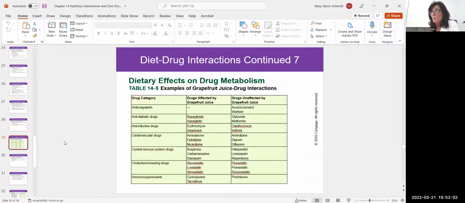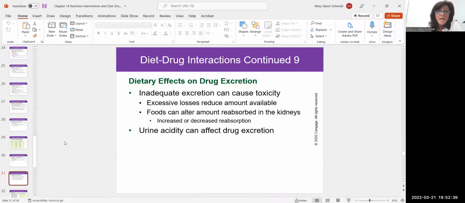Grapefruit juice is huge. There are so many drugs that do not like grapefruit or grapefruit juice. A lot. It's crazy. The cholesterol lowering drugs, especially Lipitor and Zocor, atorvastatin and simvastatin, do not like grapefruit juice. There's an enzyme that is very specific to grapefruit juice that has a chemical interaction with a lot of these medications. Isn't that crazy? Grapefruit juice is a no-no with a lot of drugs.